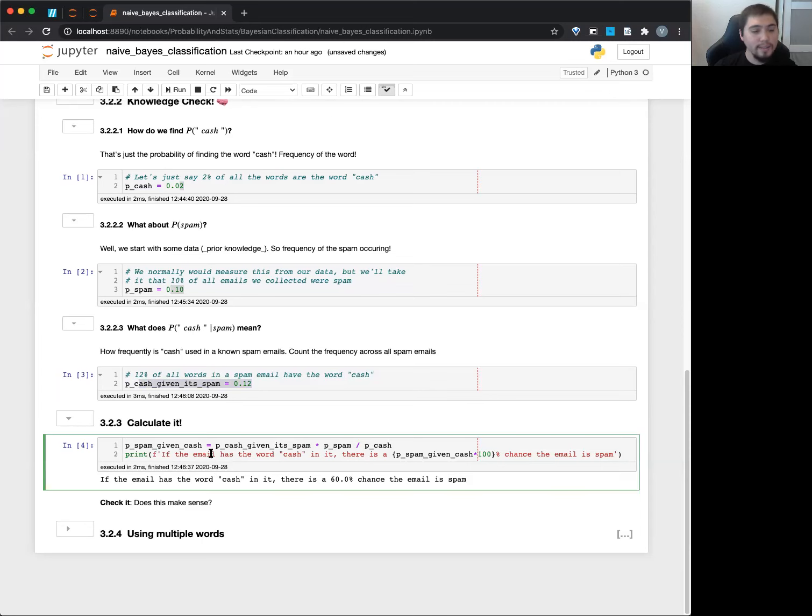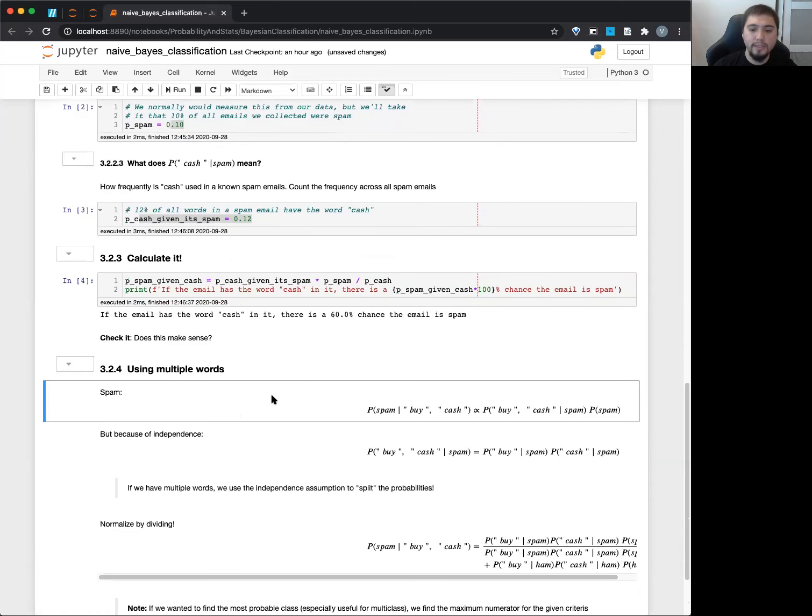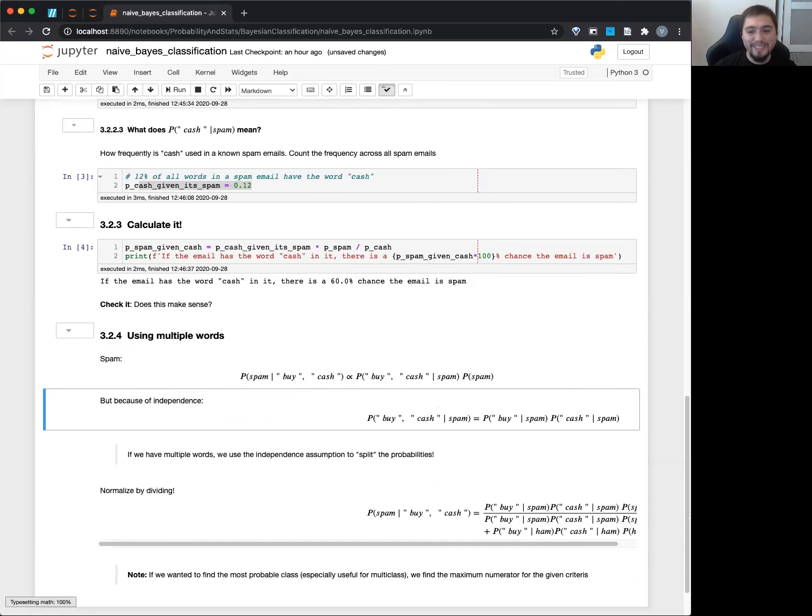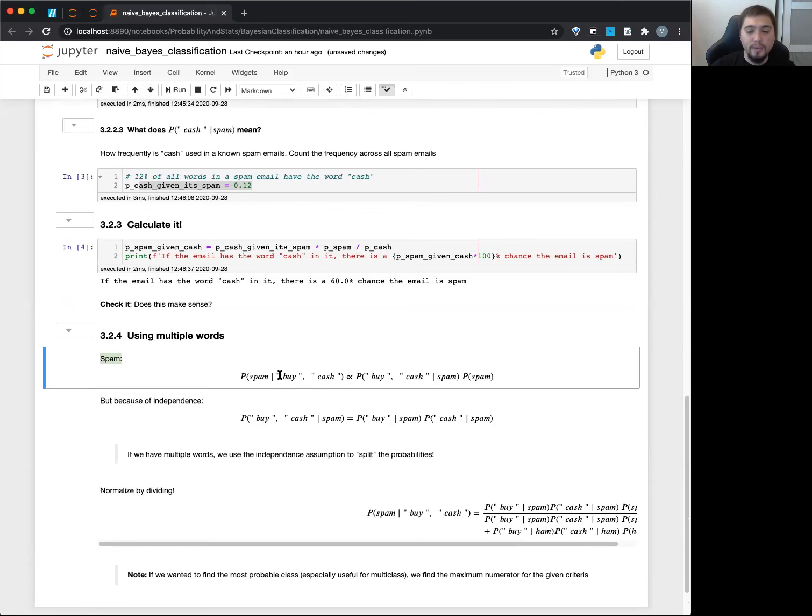All right, so that's kind of the basic idea. Now, if we wanted to use multiple words, this is when it kind of gets a little like, ooh, there's a lot of little symbols and stuff like this, but it's actually not that bad. So the probability of having spam using the words like buy, cache, and all that stuff. This is where we actually use the naive assumption. This is proportional. That's what that symbol means. It's proportional to some number multiplied by this thing: the probability of having the words buy and cache given that it's spam, times the probability of it being spam.